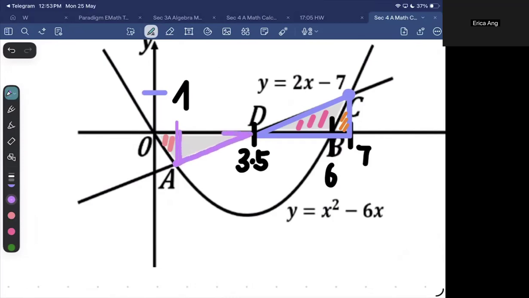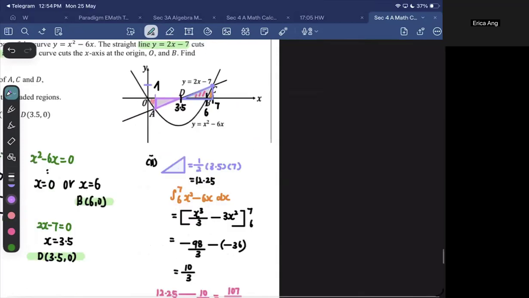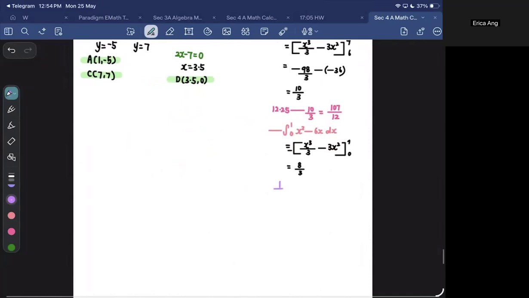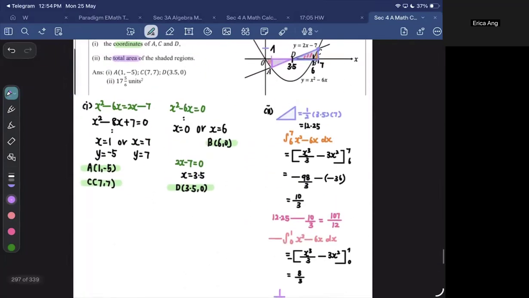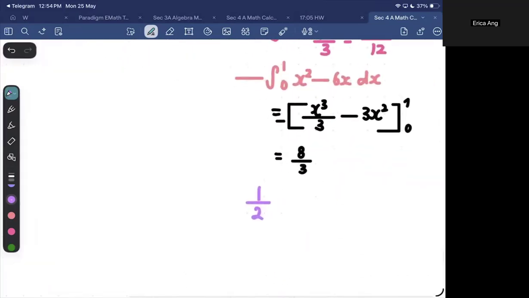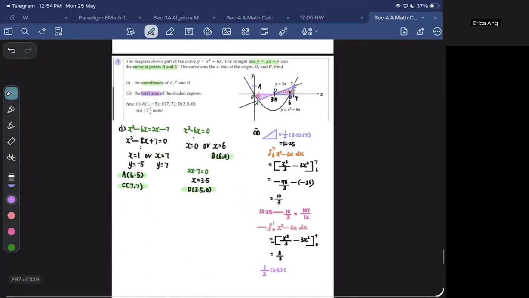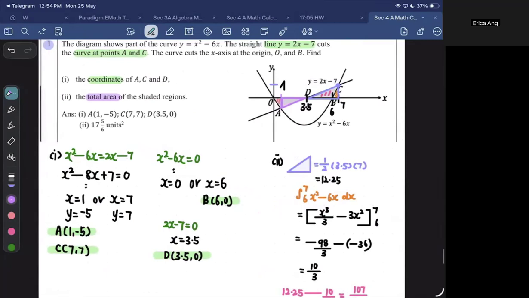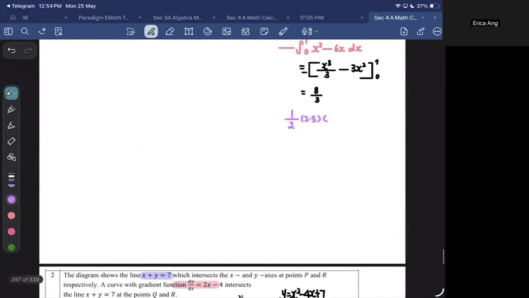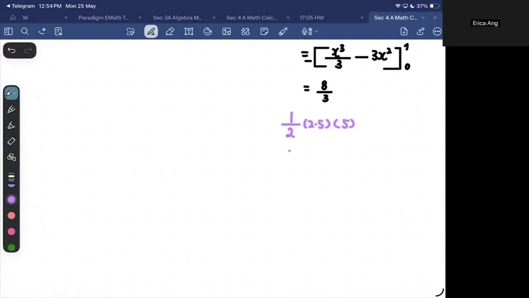Then this one is what? This one is just a triangle, correct or not? So half times base times height. So half, the base is 3.5 minus 1, so that is 2.5. Then the height is, what was the coordinate for A here? Negative 5. So the height is 5. Okay, so half times 2.5 times 5, this is 25 over 4.